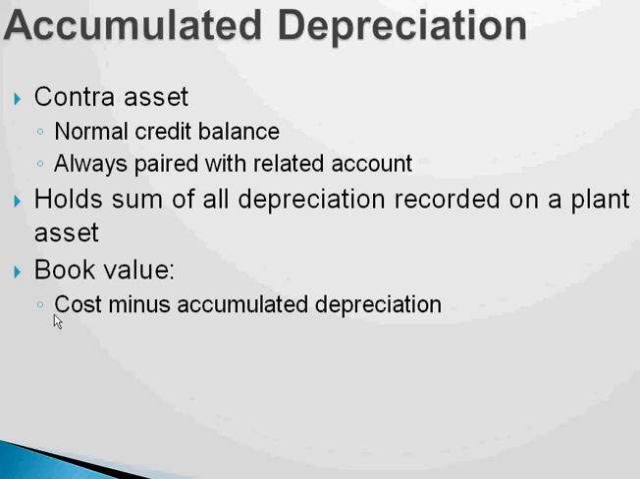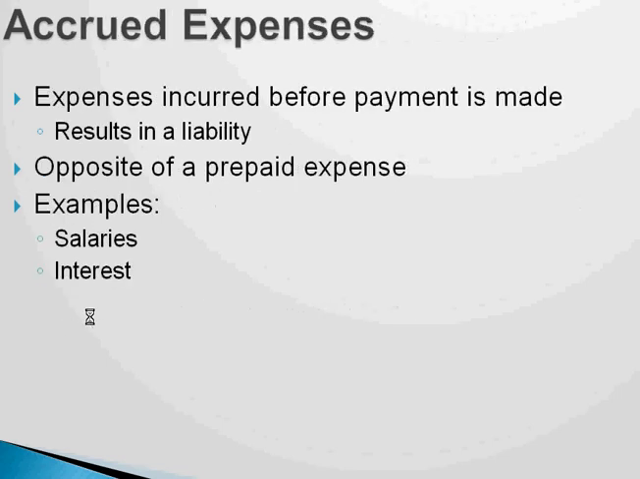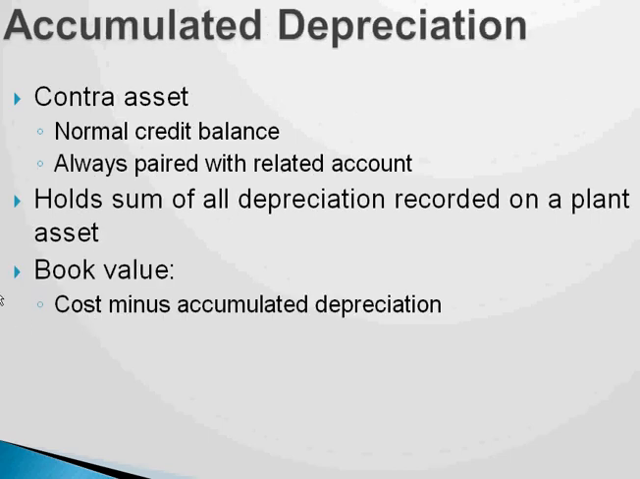So, the asset cost minus the accumulated depreciation would give us something that we term book value. So the book value of the asset is the $50,000 minus the accumulated depreciation. At the end of the first year, it would have a credit of $10,000. So the book value of the car would be $40,000. Book value has nothing to do with market value.